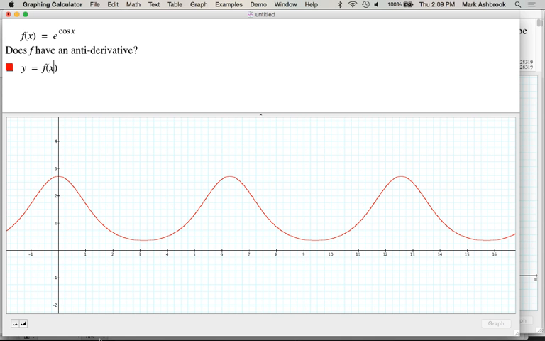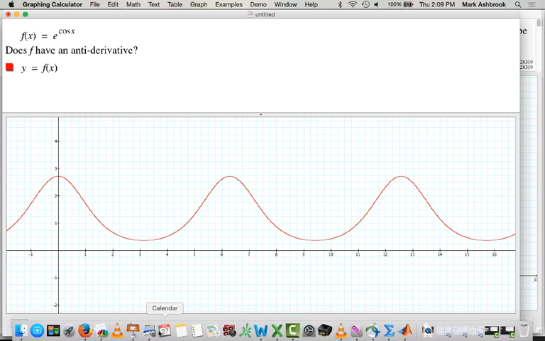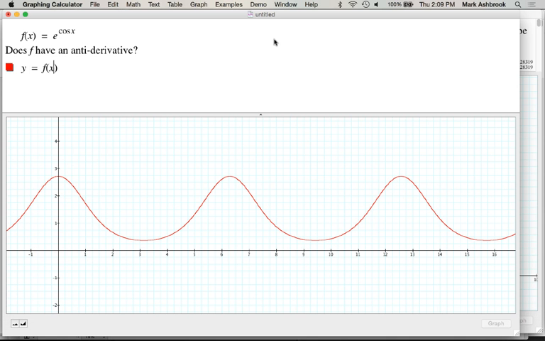So what do we think? How could I write an antiderivative of this? Meaning, is there an accumulation function whose rate is e to the cosine x? What would it be like?